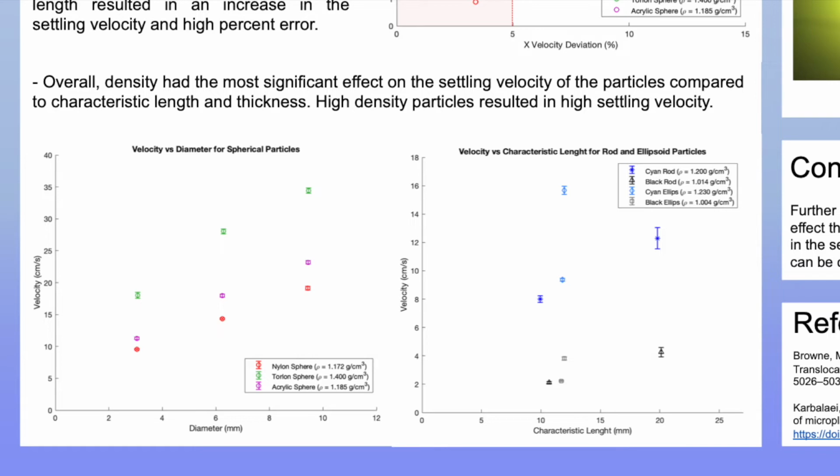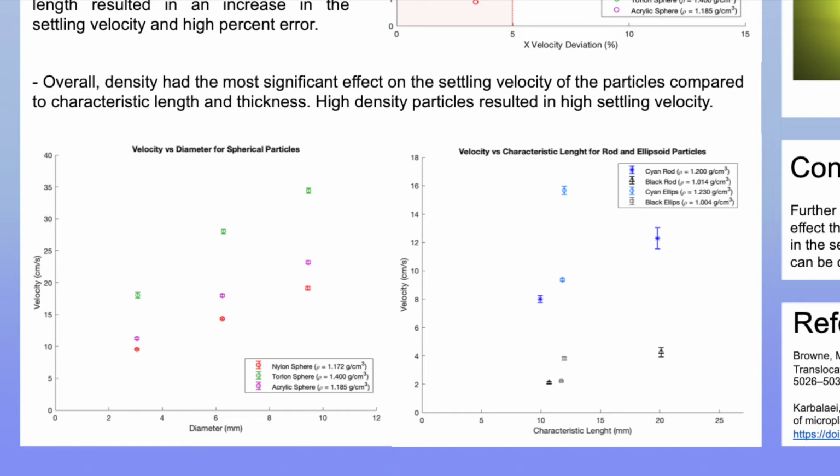Because rod and ellipsoid particles are non-symmetrical, their characteristic length was used to compare it with the settling velocity. The highest deviation in the settling velocity was observed in cyan rod CRL, and the highest settling velocity was observed at cyan ellipse CEF. The lowest settling velocity was observed at black rod BRS.